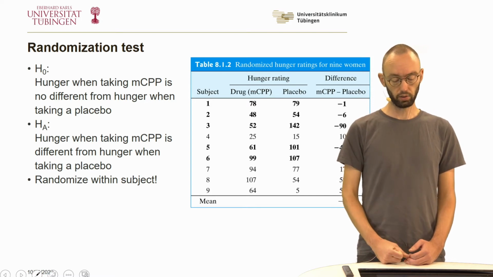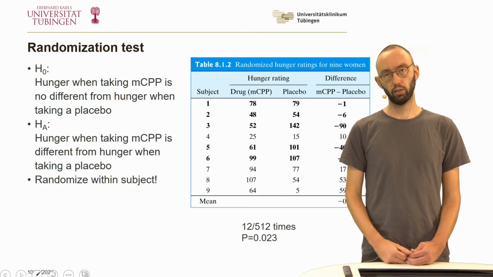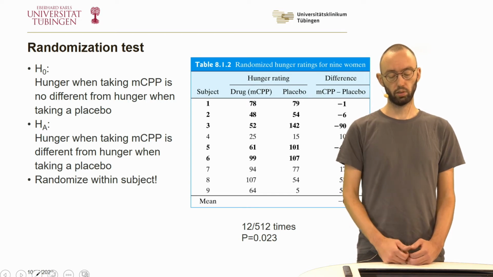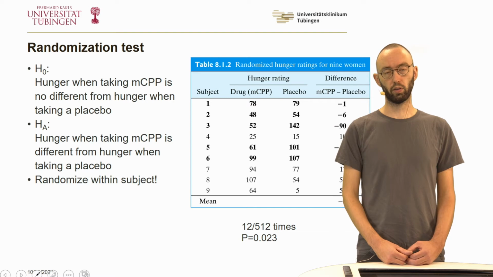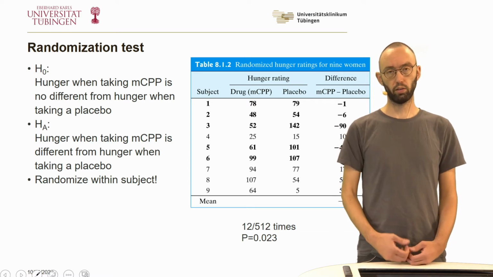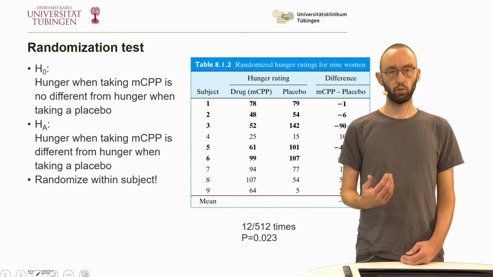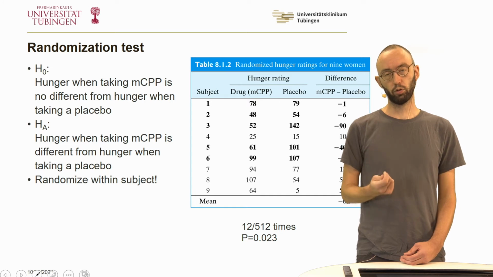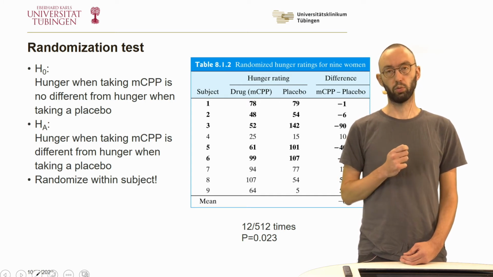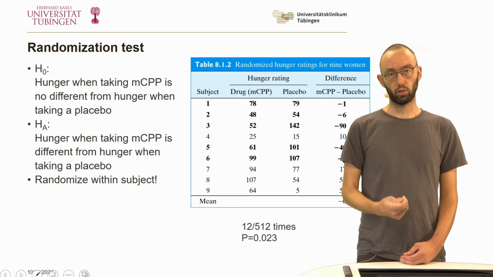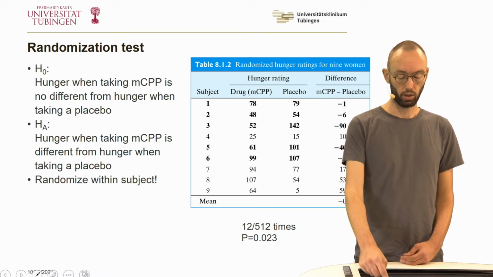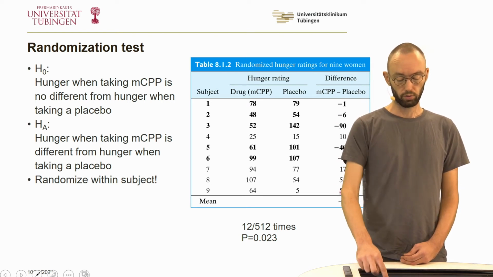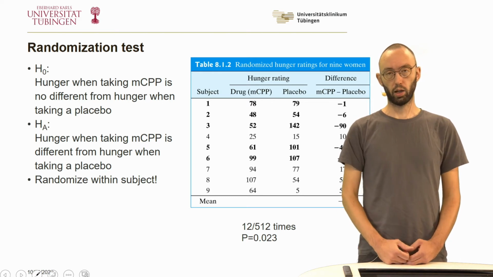When we do that in this case, we actually find that of all the possible ways to assign the two conditions within the subjects, so it's 2 to the 9 in this case, so 512, only in 12 cases we obtain a mean difference between the two samples that is larger than the one we obtain in our observed data. So for this one here, for example, so this is a randomization of the data, we find that it has a mean of minus 0.7.